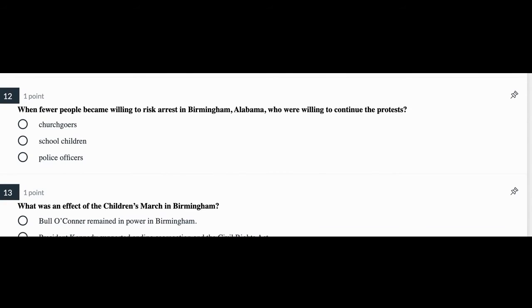When fewer people became willing to risk arrest in Birmingham, Alabama, who were willing to continue the protests? Churchgoers, school children, or police officers?